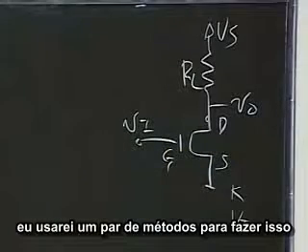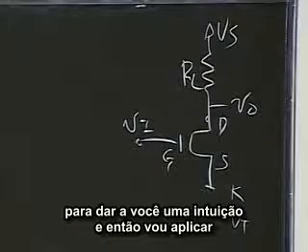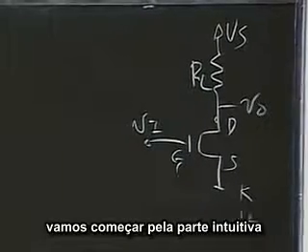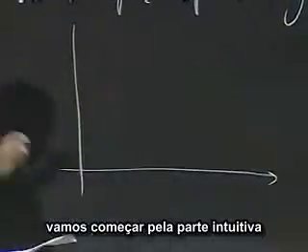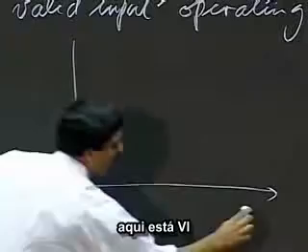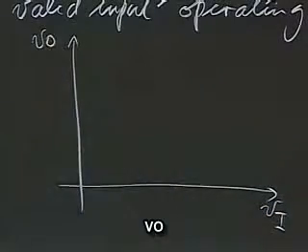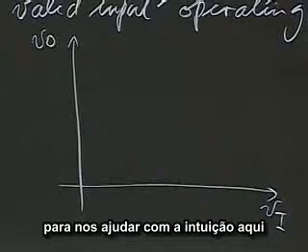And I'll use a couple of methods to do that. I'll use a combination of a graphical method to give you intuition and then apply analytical analysis to get down to specific answers. So let's start with the intuitive part. Here's VI, VO. I'll use the transfer curve, V0 versus VI, to help build intuition here.